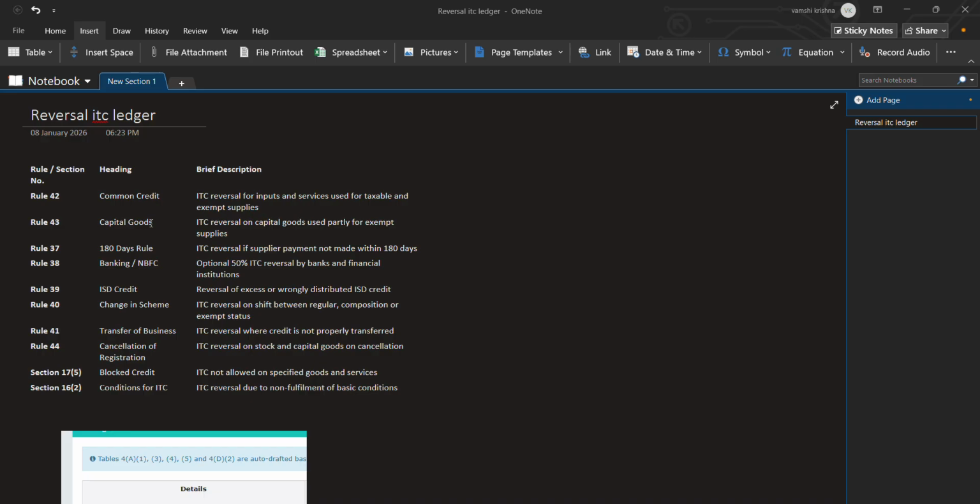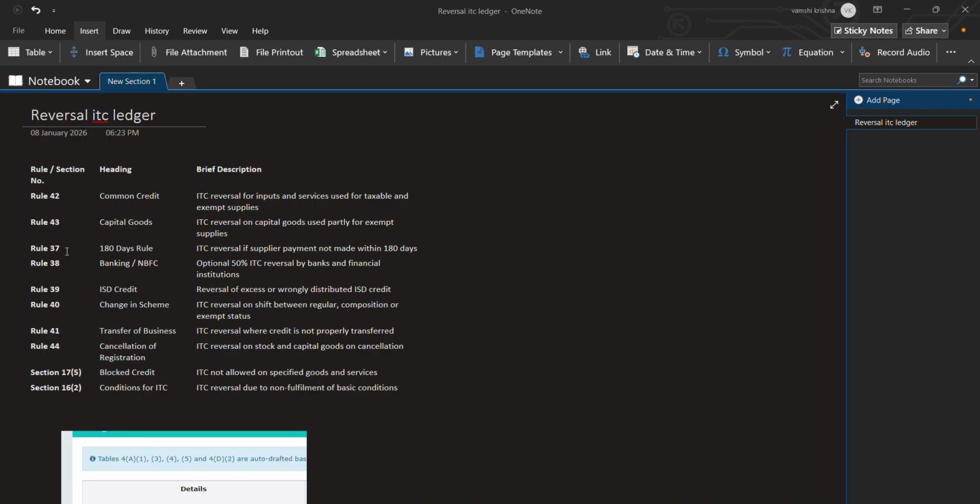But in case of capital goods, its life is 60 months. So we have to reverse on a per month basis, or we can directly reverse the total amount one time only. As per rule 37, it's the 180 day rule.